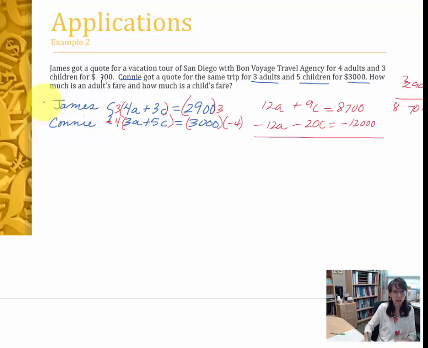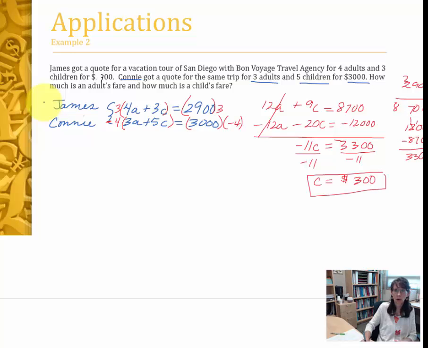So when we add these equations together, a is eliminated, and it looks like we've got -11c, and then we'll have to do a little subtraction off to the side here. Since we had a -12,000 combined with +8,700, that would be -3,300. Each side is now divided by -11. So c, or the cost of children's tickets, must be $300.